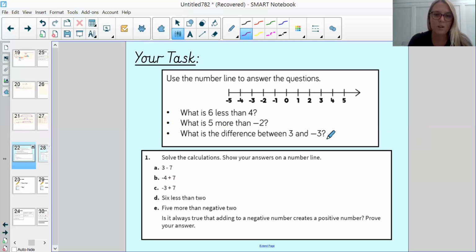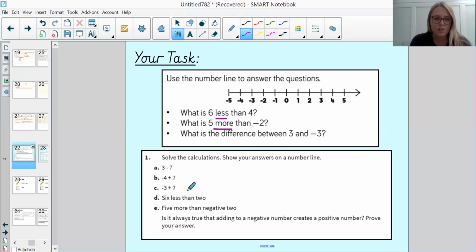Okay, so you've got what is 6 less than 4? What is 5 more than -2? So we've got a bit of different vocabulary here, less than and more than. What is the difference between 3 and -3? Remember, difference, we can do a subtraction, or we could just jump from the lowest number to the biggest number. So start at -3, jump up to 3. How many jumps have you made? And that will find your difference for you.